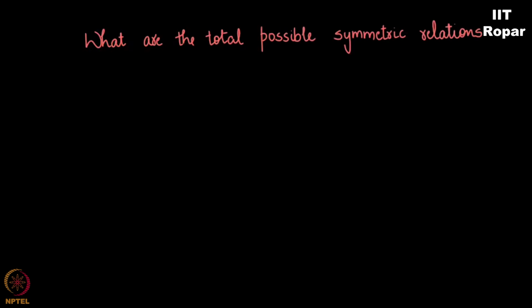What are the total possible symmetric relations given a set S with n elements? This is a very tricky question, but the answer is very nice once you understand it. It's a little involved. You will take some time to understand this. So what are the total possible symmetric relations?